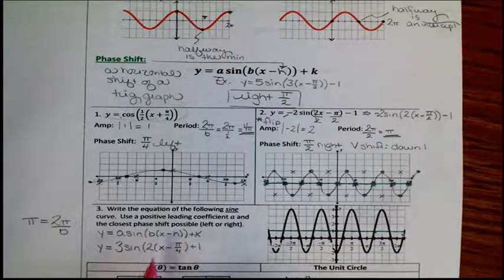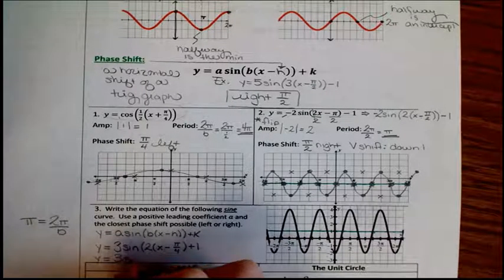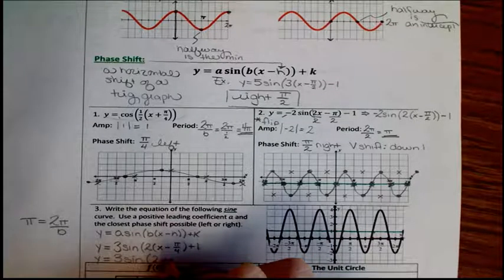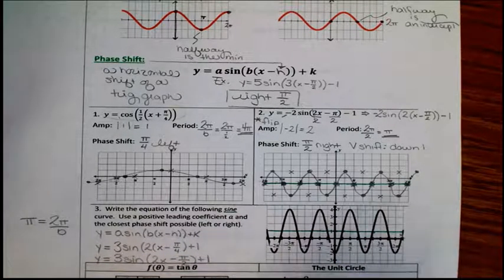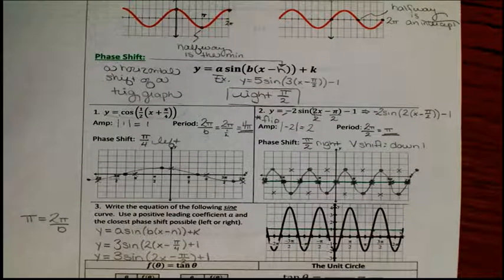Now, just so you know, in a typical response, you wouldn't leave it this way. You would go ahead and distribute that 2 out. So you're looking at y equals 3 sine 2x, and 2 times this is going to be 2 pi over 4, so that's minus pi over 2, plus 1. All right. That is working with phase shifts.